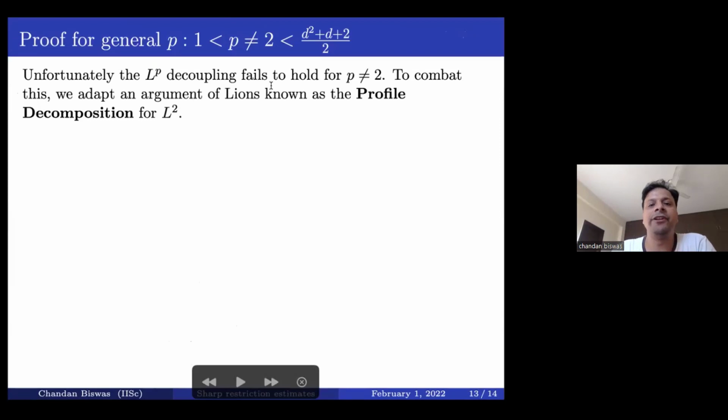Unfortunately, the LP decoupling fails to hold for p equals 2, which we basically get for free for p equals 2 just from the definition: we had L2 decoupling because Fn converges to F weakly. So to combat this, we adapt an argument of Lions. This is known as the profile decomposition for L2.